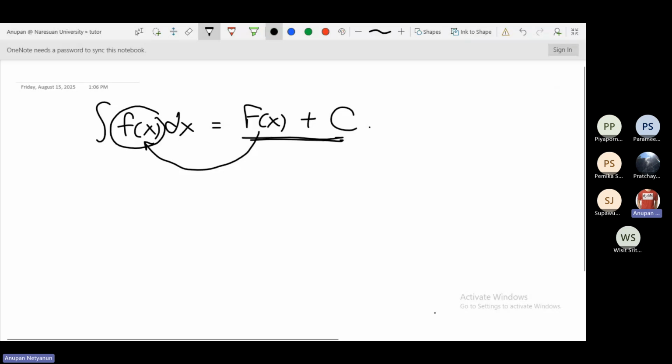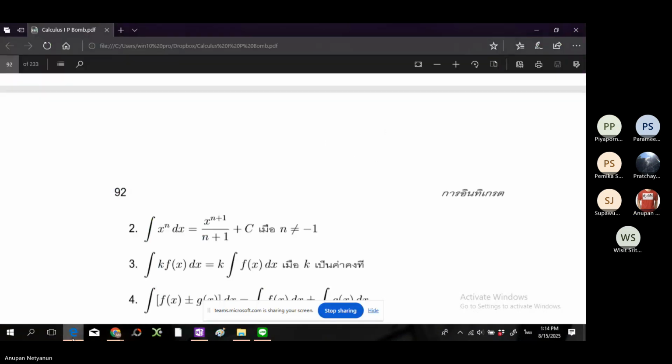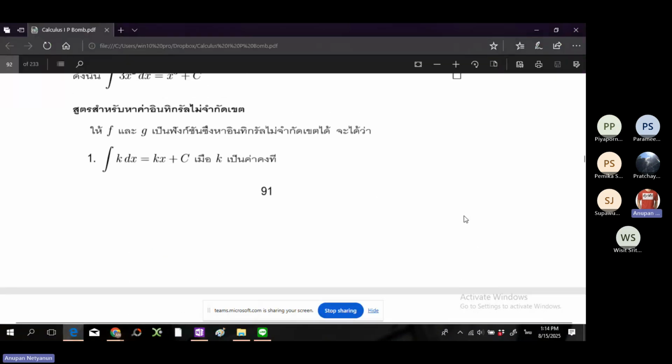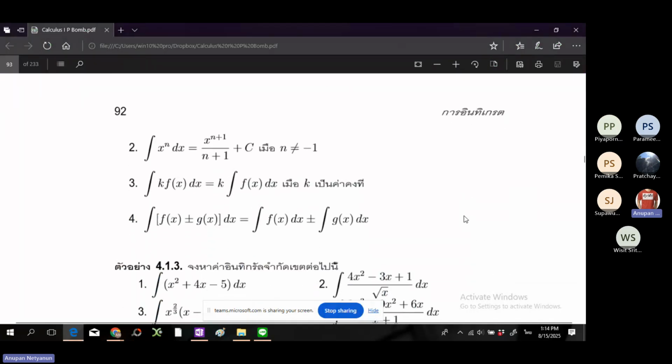I did talk about some properties. Let me pull up the properties. The integral of a constant k dx is equal to kx plus c, because when you take the derivative of kx you get k, and then you add c to it. And the integral of x to the power n.